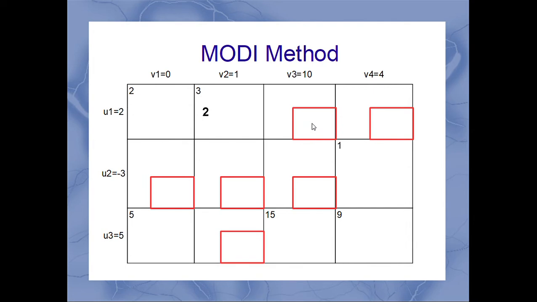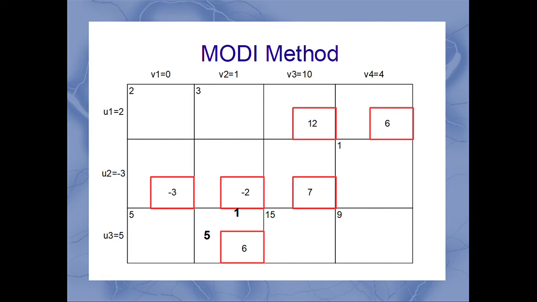Here u1 equal to 2 and v3 equal to 10, so 2 plus 10 equal to 12. Likewise here u1 equal to 2 and v4 equal to 4, so 4 plus 2 equal to 6. And likewise minus 2 plus 0 equal to minus 3. Minus 3 plus 1 equal to minus 2. Minus 3 plus 10 equal to 7. And 5 plus 1 equal to 6.